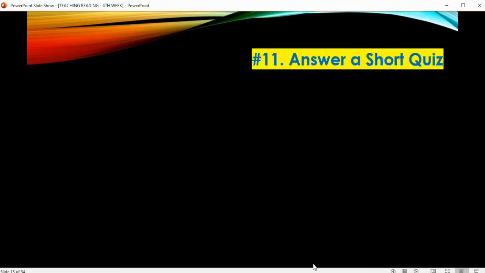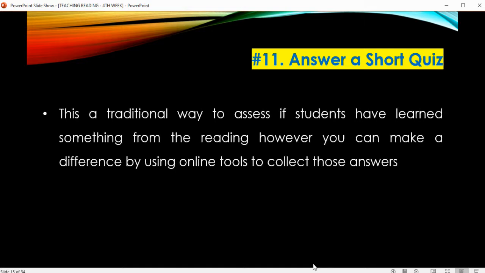Now, another activity that we could do in a while reading stage is related to answer a short quiz. Now, this is more related to assessing, no? To assess if the students understood the test. No? You prepare a quiz. A traditional way to assess if the students have learned something from the reading.